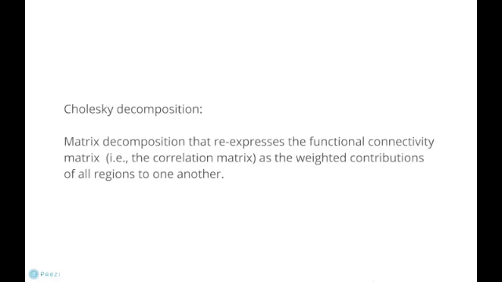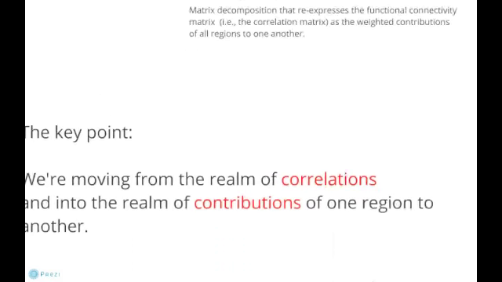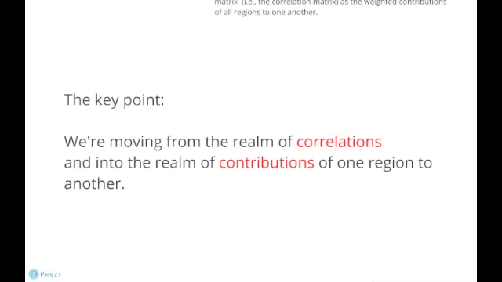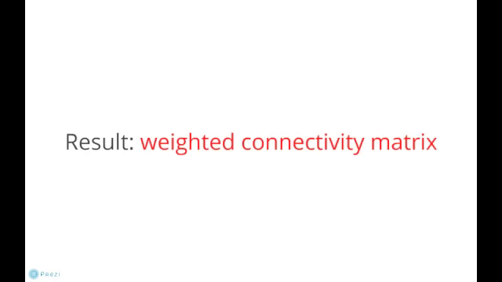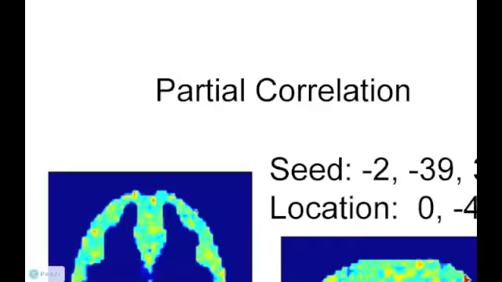It's a matrix decomposition that re-expresses the functional connectivity as the weighted contributions of regions to each other. The key point here is that we're moving from the realm of correlations and into the realm of contributions between brain regions. The result is what we call a weighted connectivity matrix.